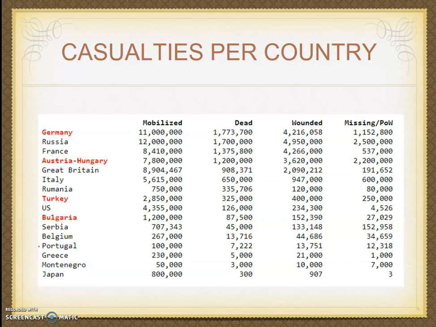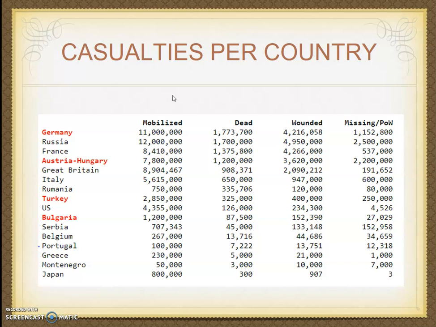When you hear the word casualty, we're usually thinking about those who have died, those who are wounded, or possibly those who are missing or prisoners of war. If you look at this chart, the numbers are staggering. Germany had 1.7 million dead, Russia 1.7 million dead, France 1.4 million dead, Austria-Hungary 1.2 million dead. We're down the list here at 126,000 dying, but wounded, the first three have over 4 million each. Missing, 2.5 million missing men for Russia, who probably have died.